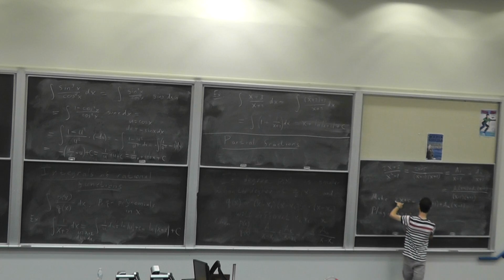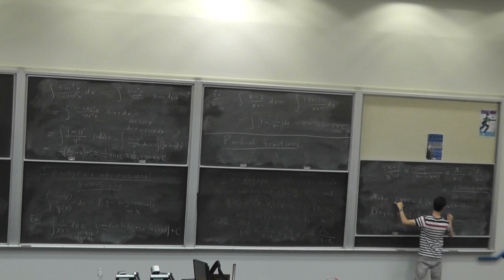Then this becomes 7 is equal to A1 times 2. So A1 must be 7 over 2.